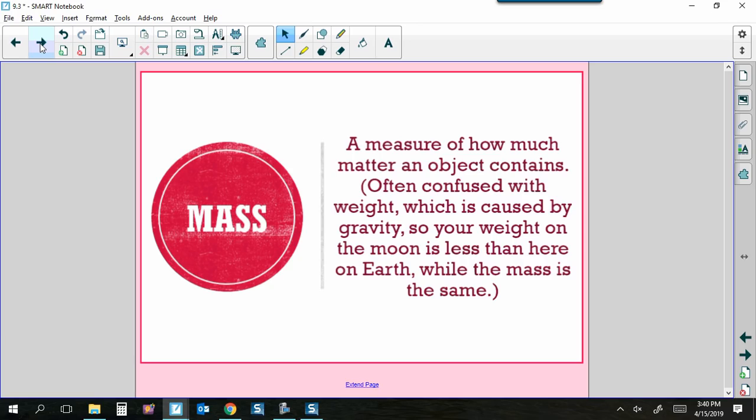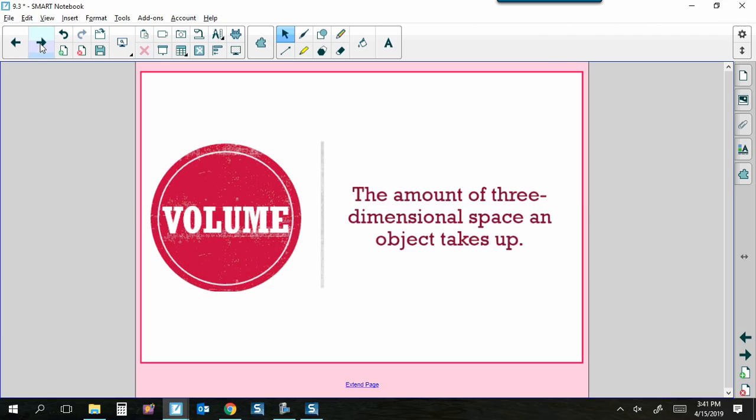So you should stop telling people that you're watching your weight because you're not. You're watching your mass. Yep. And then lastly, we all know, hopefully by now, what volume is. It's the amount of three-dimensional space an object takes up.